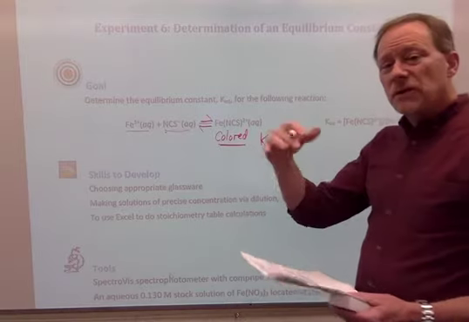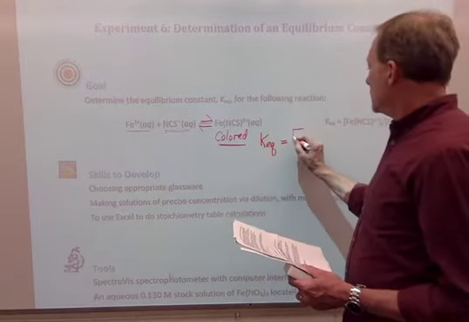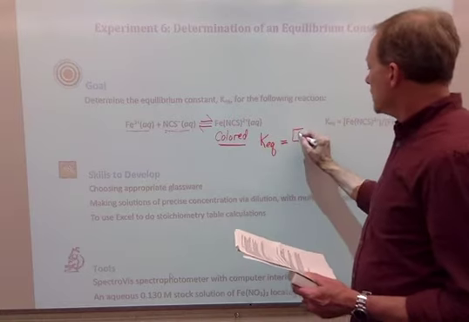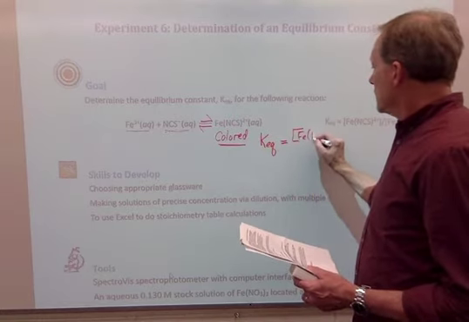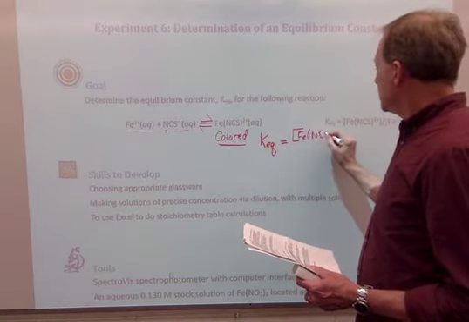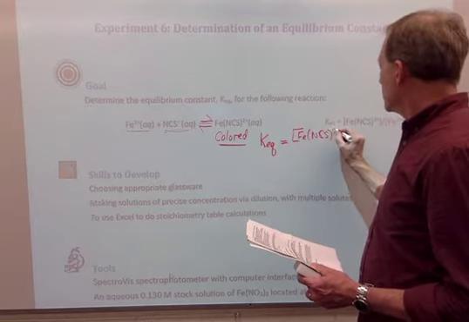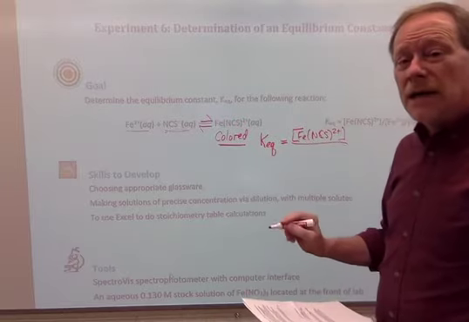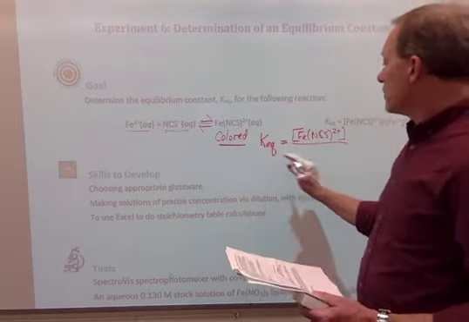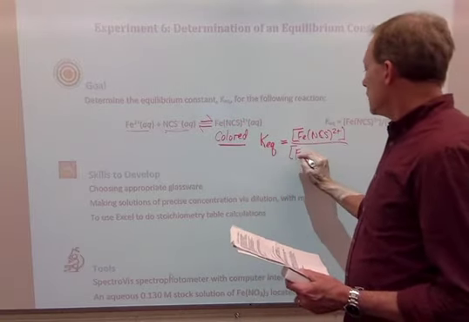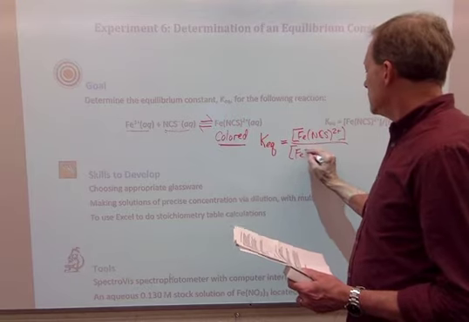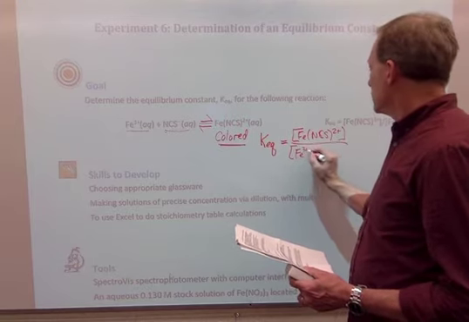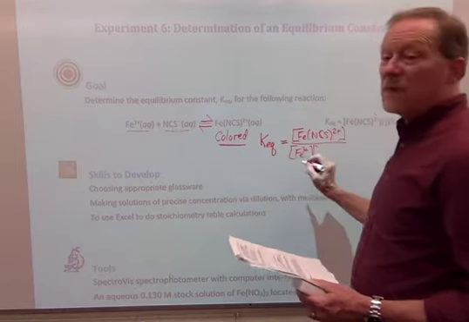We're going to have products over reactants. The concentration of the product, iron thiocyanate, is in the numerator, and then in the denominator we have both reactants, iron 3 ion and the thiocyanate ion.